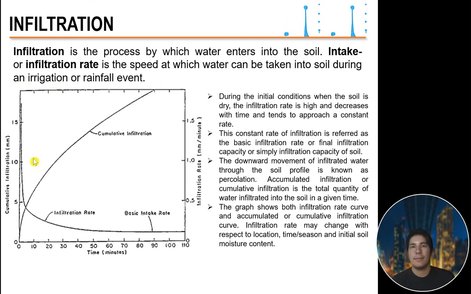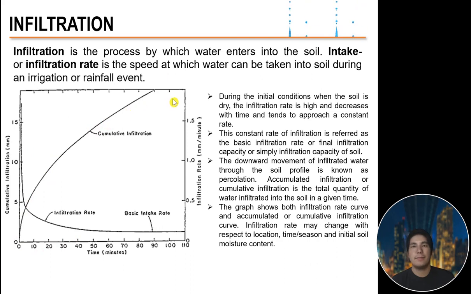So what we see here is that the x-axis represents the time in minutes and we have the infiltration rate in y. We see that over time the infiltration rate decreases, and at some point the rate becomes approximately constant. And as the infiltration rate decreases, we also see that the cumulative infiltration increases.